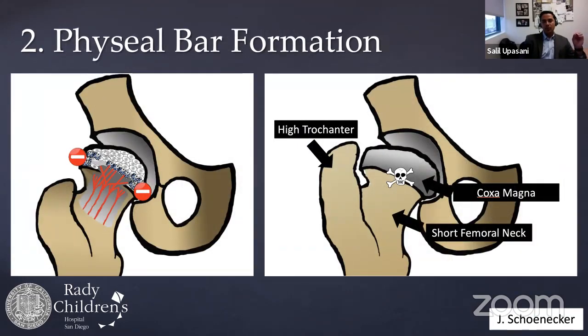In terms of physeal bar formation, what's happening is that instead of the chondrocytes getting vascularized, turning back into bone, the vascularization is coming from the metaphysis across the physis into the epiphysis. So as it crosses the physis, it forms a bar, and that can result in high trochanter, it can result in coxa magna, and it can result in coxa breva or short femoral neck.